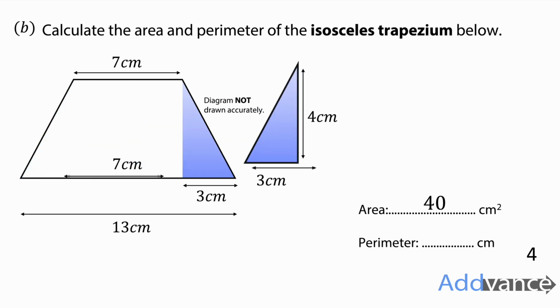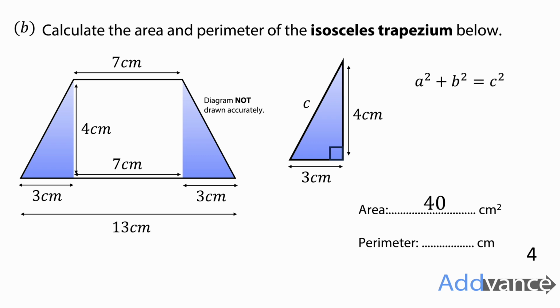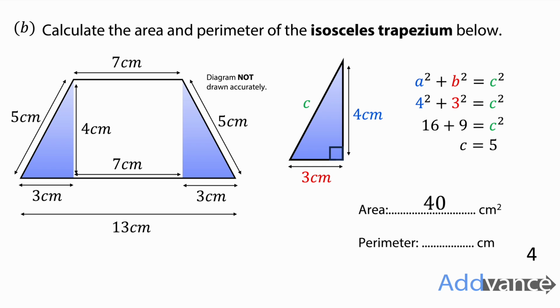We have now got a right angled triangle here that we can focus on. And we can do Pythagoras' theorem on that triangle. 4 squared plus 3 squared is equal to c squared. Therefore 16 plus 9 is 25. C squared is 25 and C is 5. We now know that these diagonal lengths are 5 centimeters and 5 centimeters.